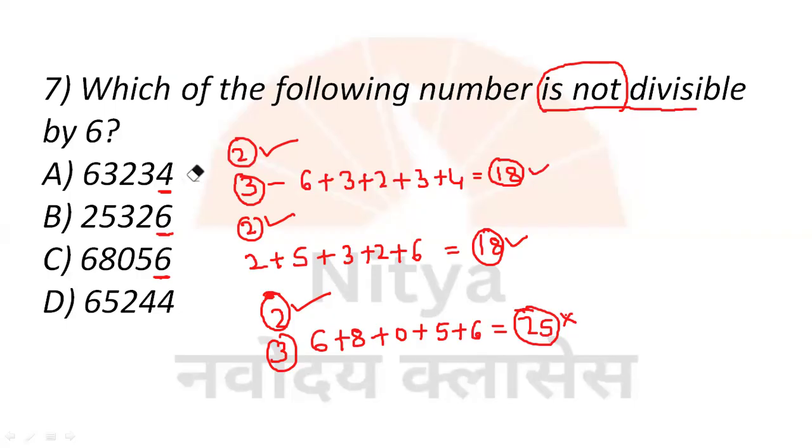So our answer will be option C. This is our answer, because we have to find which is not divisible by 6. So option C is the answer. Okay. If you check option D also, that is an even number, and when we add these digits we get 21. So 21 is also divisible by 3. So our answer will be C. Okay.